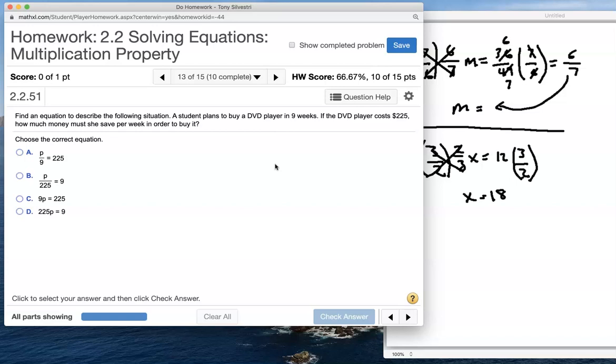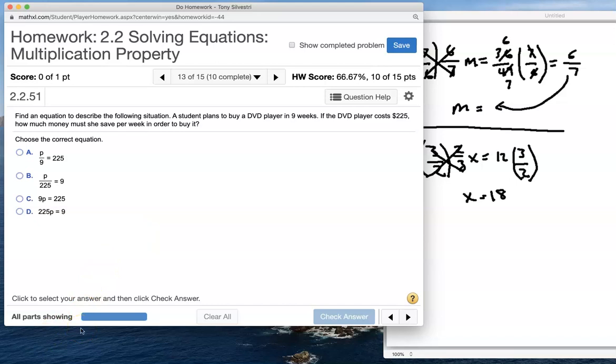And so what do we got? Find an equation to describe the following situation. A student plans to buy a DVD player. Wow, this is an old question. A DVD player in 9 weeks. If the DVD player costs $225, wow. How much money must she save per week in order to buy it? This kind of reads kind of confusing.